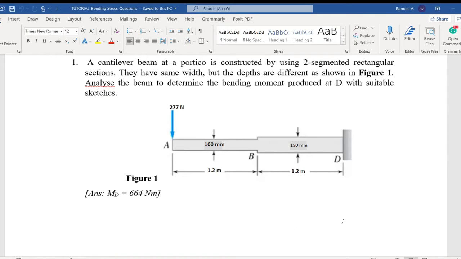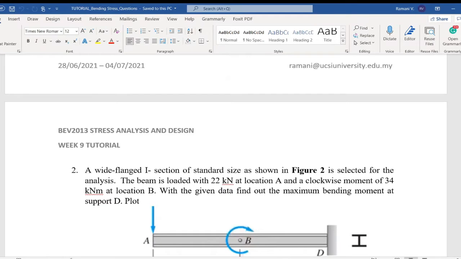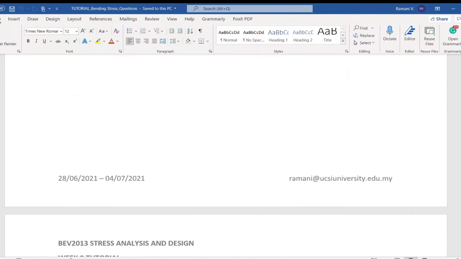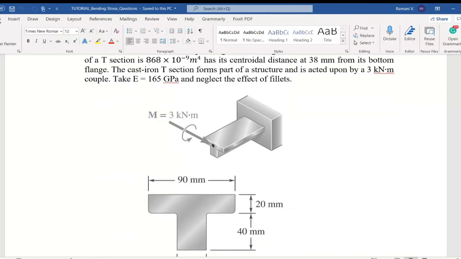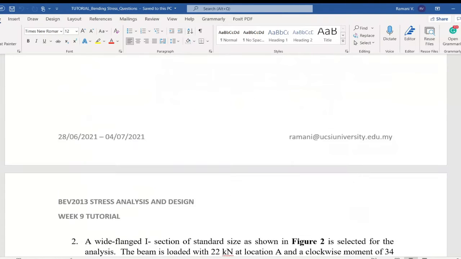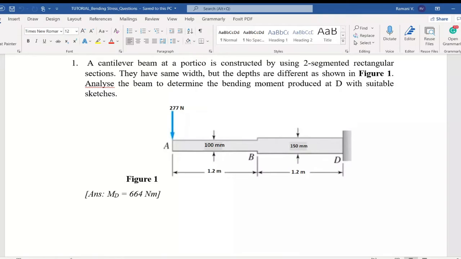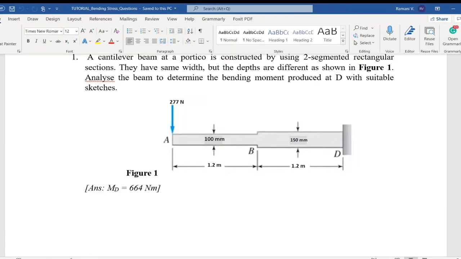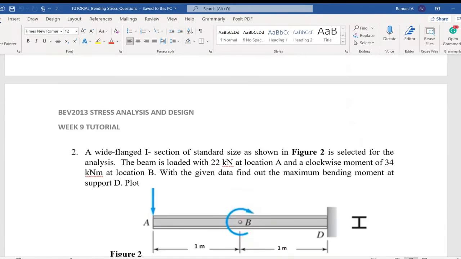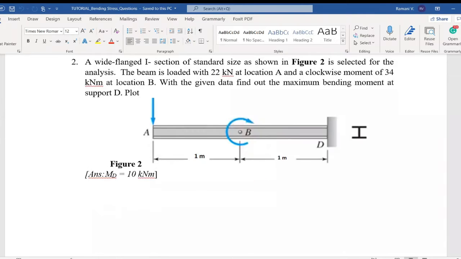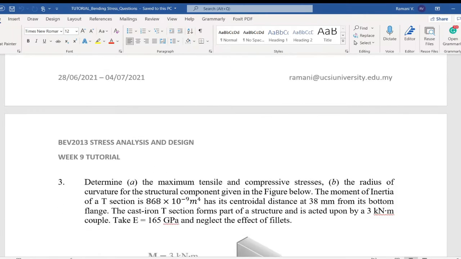It's given to you. There are 3 questions given. You can download from CN. I already uploaded in CN. Please download from CN. I have taken 3 different types of elements. Number one is the rectangular. I think the width is 100, but the width does not matter now, it is a rectangular section. Another one is an I section. Third one is a T section.